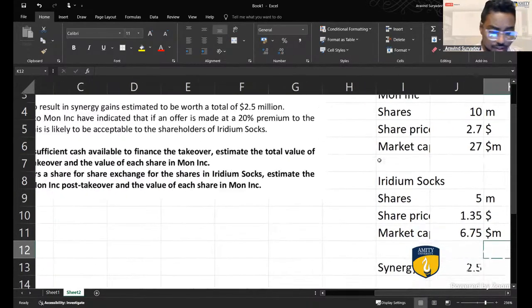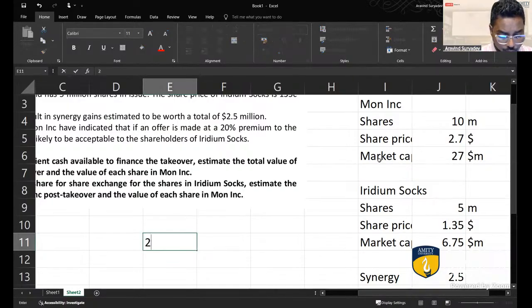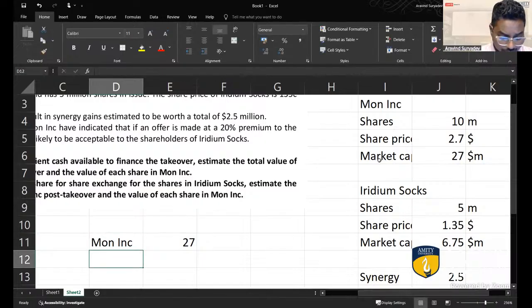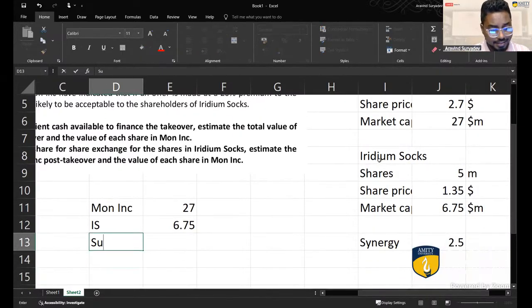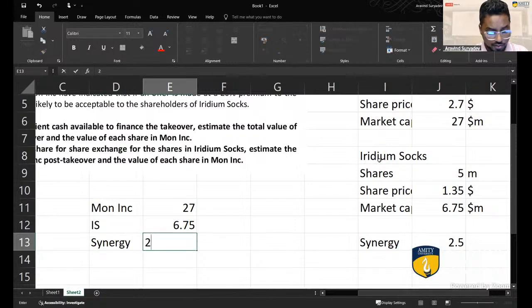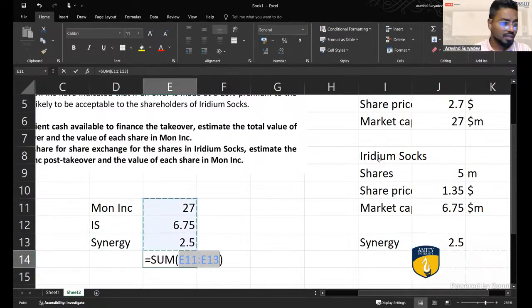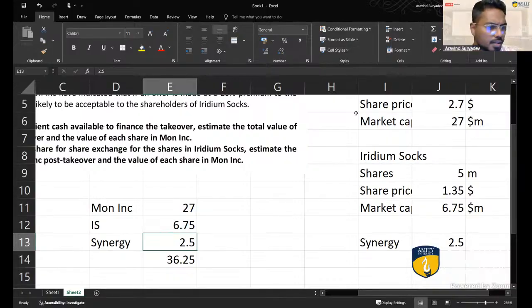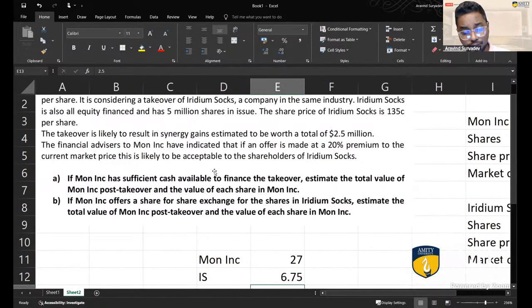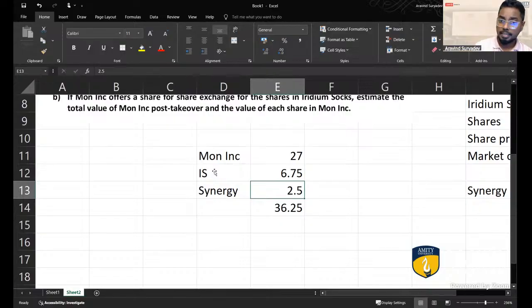Now, the interesting thing is when these companies join together, of course, that's 27 million of Mon Incorporated's value, plus this Iridium SOX, I'm just going to write IS, IS's value of 6.75 adding on. And the synergy gains of 2.5 adding on, which means the total value of the company would be 36.25. But hold on, there is a problem. How are they going to pay for this company? Mon Incorporated has to pay for it, to take over Iridium SOX. Then only they get the synergy also.